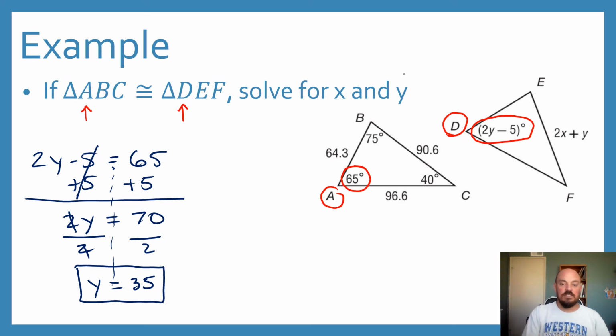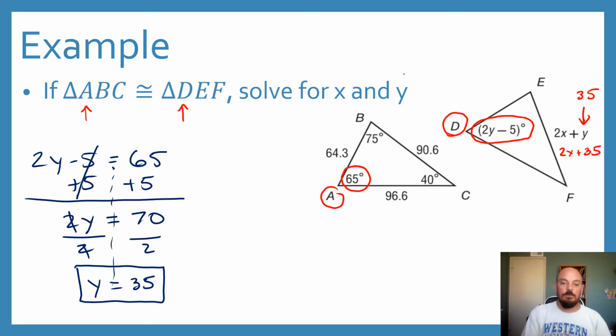But see, what happens is we also needed to know that to do the second part of our answer. Because if you look over here, that side, line segment EF, was 2x plus y. You can't solve for something that has two different variables in it. So what I had to do is solve for y first, plug it in. See, now this side right here is 2x plus 35.